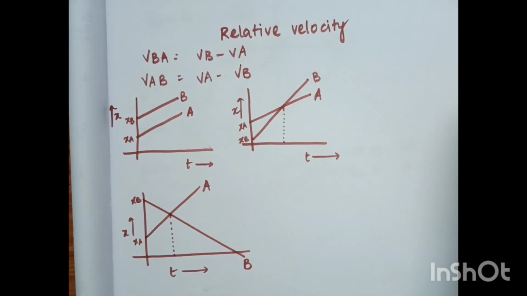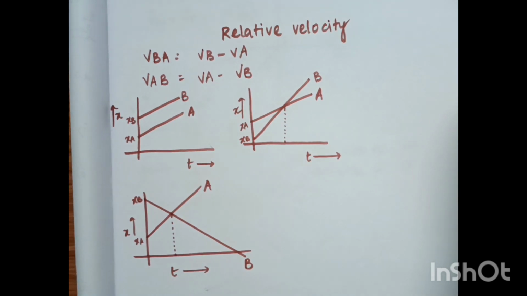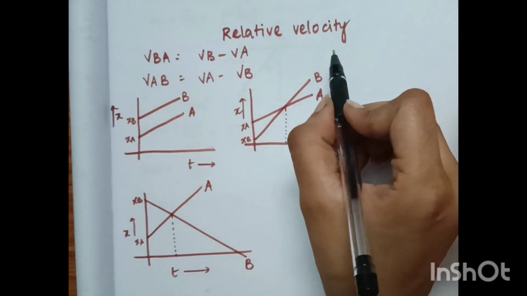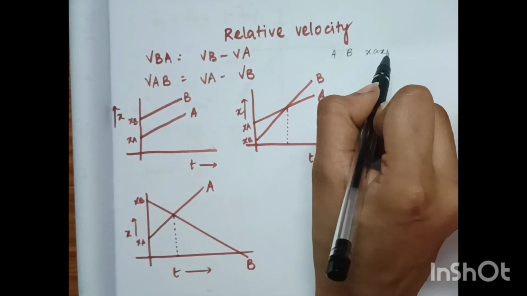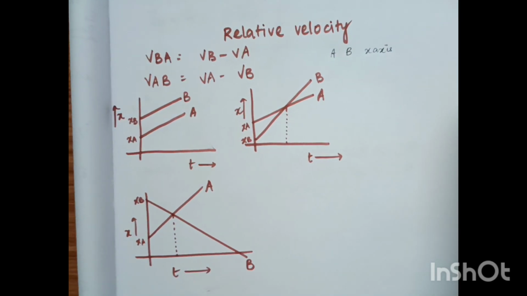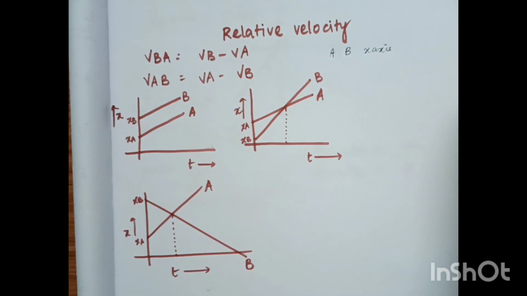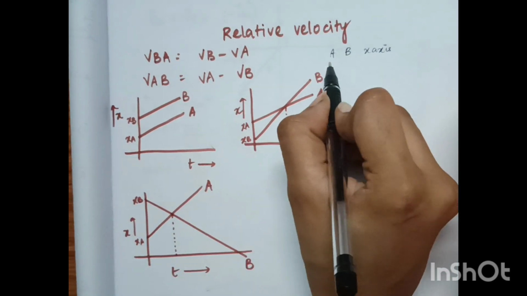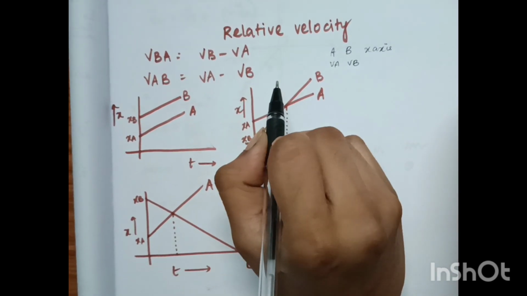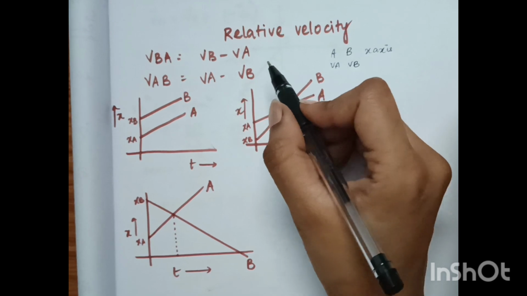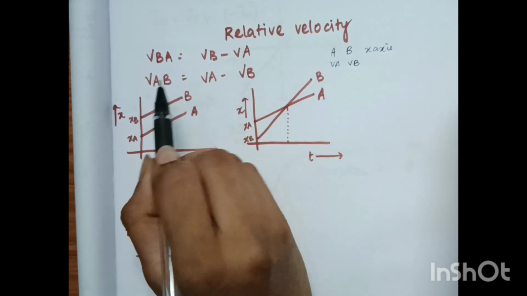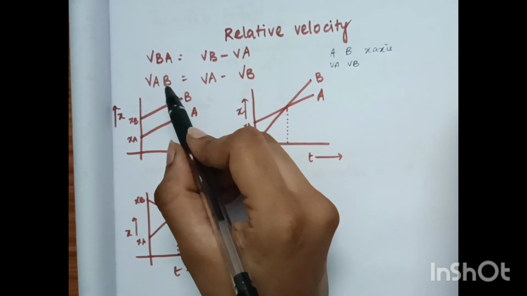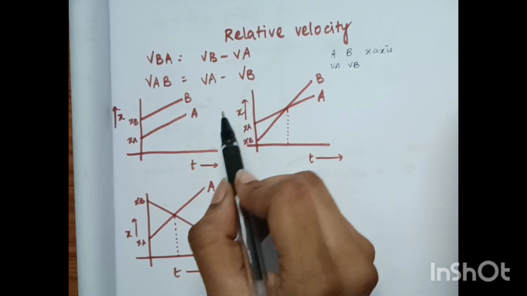Okay, today let us see about the concept of relative velocity. Let us consider two objects A and B moving in a straight line, on the x-axis or any axis, but they are on the same axis. They are moving with velocities VA and VB. Then how do we give the relative velocity? Relative velocity of B with respect to A is VB minus VA. Relative velocity of A with respect to B is VA minus VB.